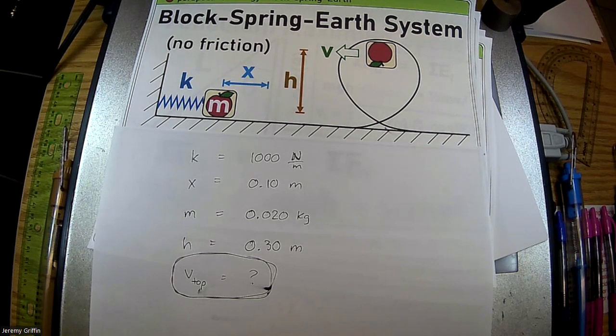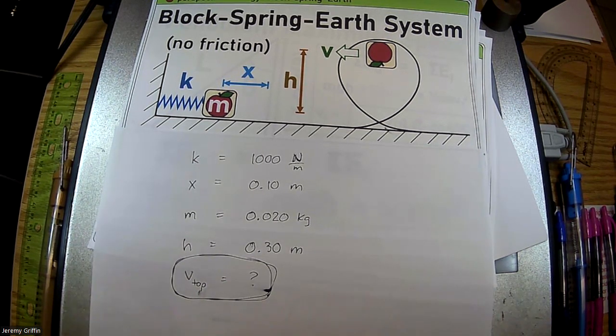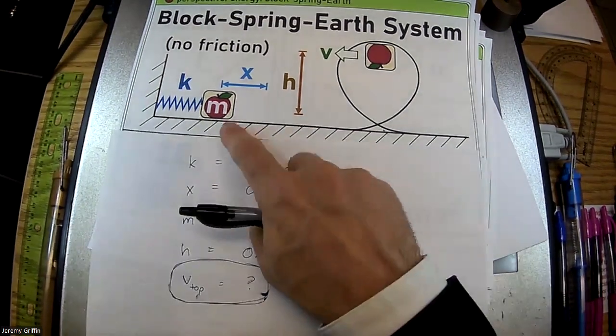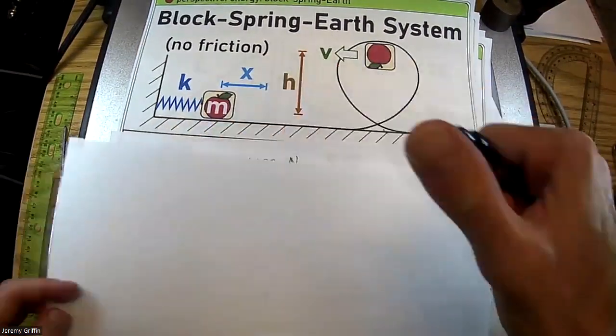All right, who thinks they know the answer? How fast is it going at the top? Who thinks they know? Okay. All right, so let's start stepping through this. I need conservation of energy. So what's the source of all the energy? All the energy is initially in the spring, right?